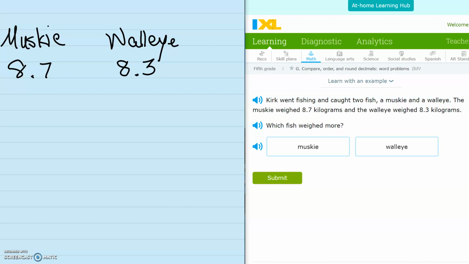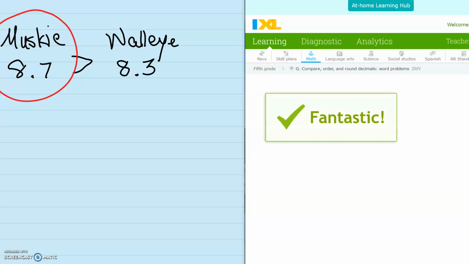So when we move to the right, our next place value is the 10th. The muskie has a 7 in the 10th place value. The walleye has a 3 in the 10th place value. Which one is more, 7 or 3? The 7. So 8 7/10 is greater than 8 3/10. So when it asks which one weighs more, the one that weighs more is the muskie. So we're going to select muskie and hit submit.